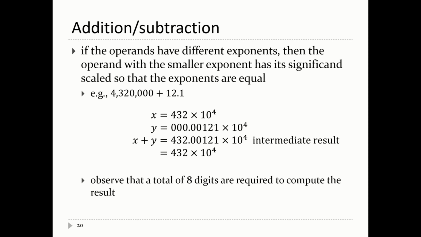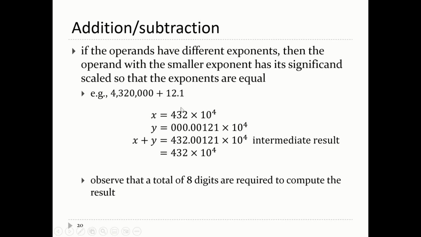Now 12.1, I'm supposed to write this down with our floating point representation, and I'm supposed to try to make the exponent the same. But obviously I can't do that, so you default to making the exponent the same and then write out all of the digits, scaling the number appropriately. So y becomes 0.0001 times 10 to the 4.